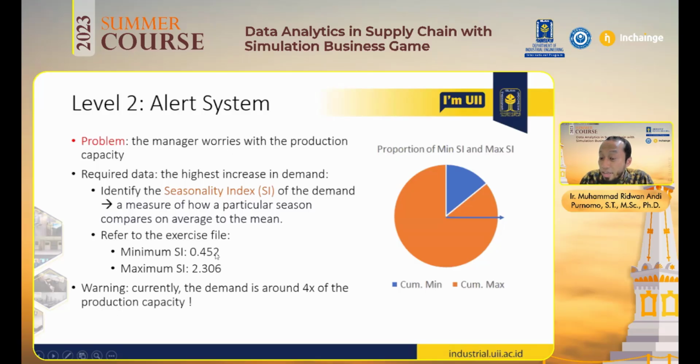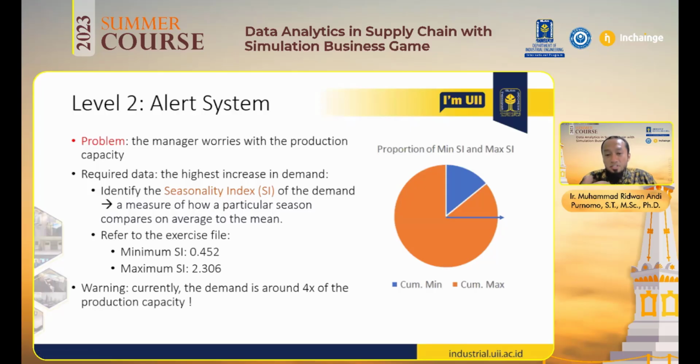0.4 is below the average, below the half, below 0.5. It means that if we try to plot the data using this pie diagram, then this is the minimum and the big one is the maximum. So here, if our production capacity is in this blue line, it means that for the minimum SI, yes, we can cover, but for the month with maximum SI, it requires around 4 times of our production capacity. So far, we can cover it.